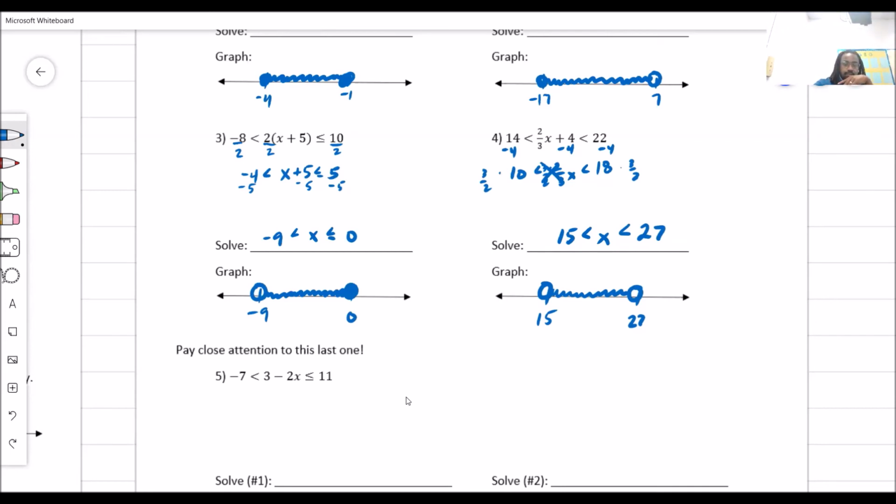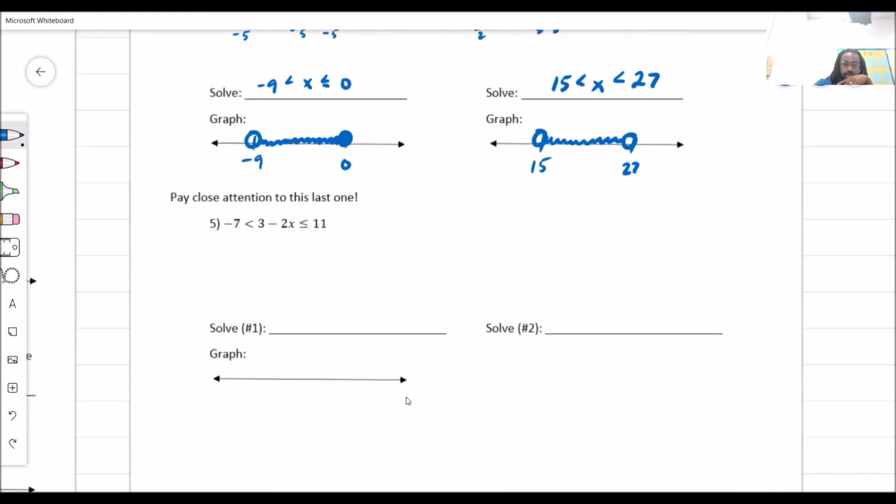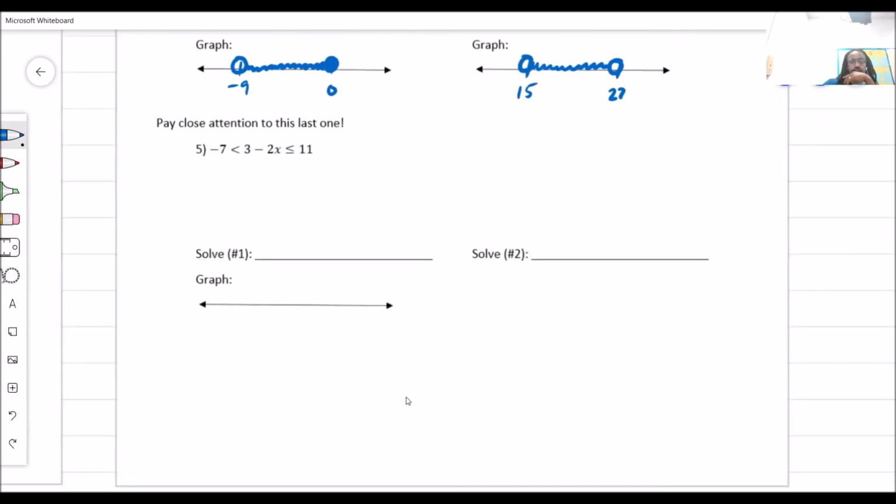Last one, let's make sure we pay attention to it. If you have difficulty and you're like, wow, that's a lot that I have to keep up with, it's okay for you to split these up and basically say, okay, I'm going to deal with this one, and then I'm going to deal with this one, and then I'm going to put them together. If that's the strategy that you need to take, go ahead and do that. But I'm going to just handle this the same. No, I'm not. I'll do it separately.